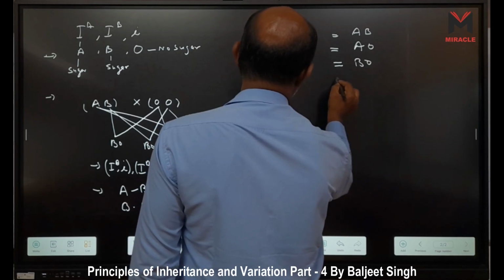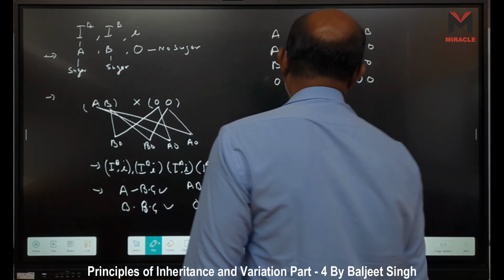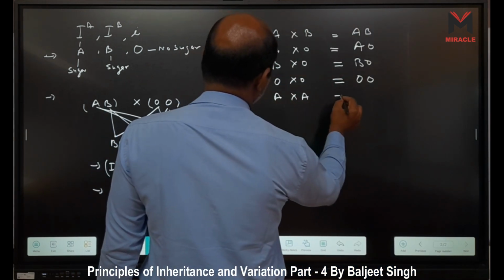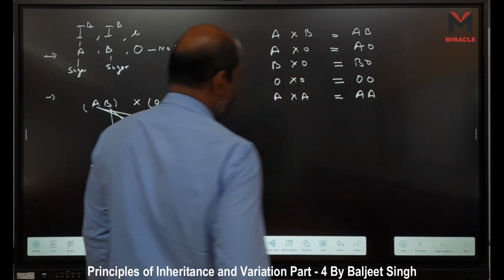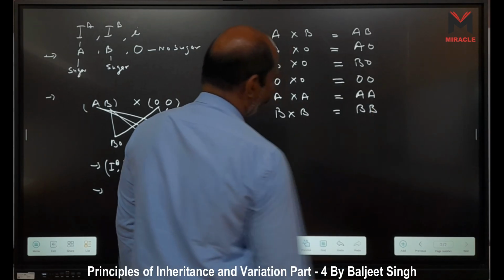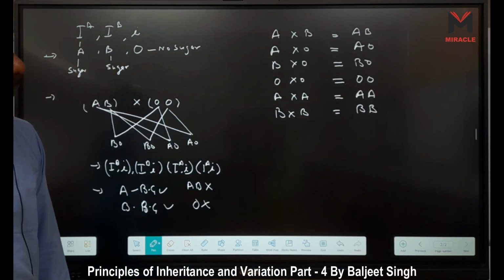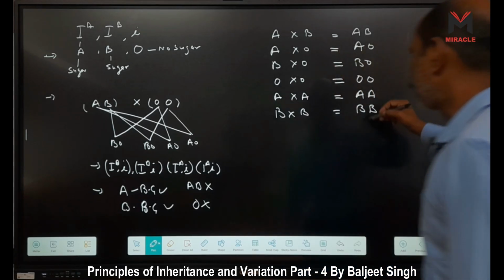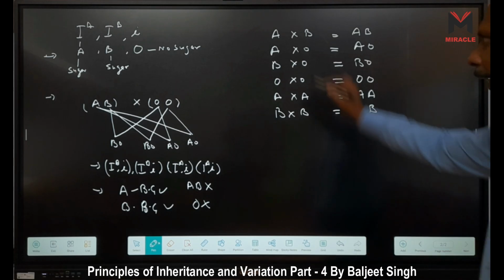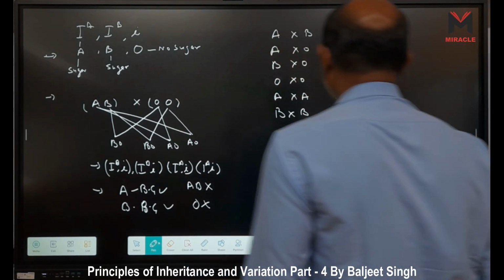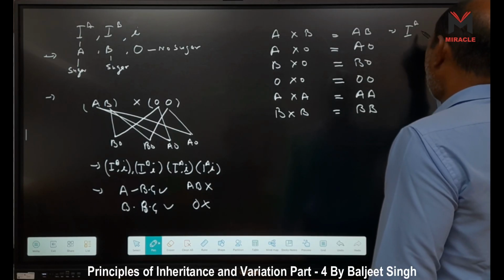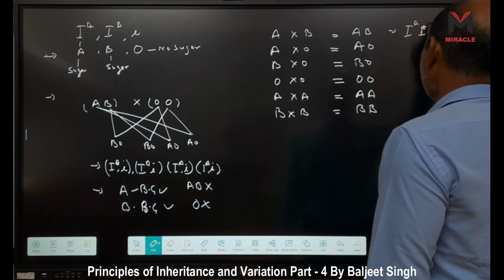O, only O blood group, right? Another one is A, that means only A blood group, and B means B blood group, right? How many combinations are there? 6 combinations: 1, 2, 3, 4, 5, 6. Look here, A means what? It represents the I gene, IA, and this is the another I gene, IB.